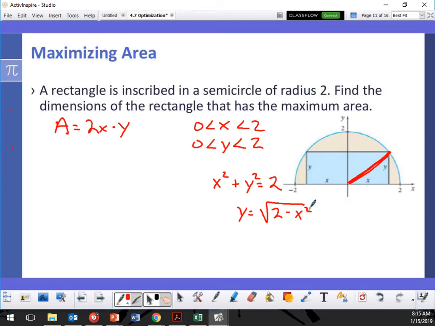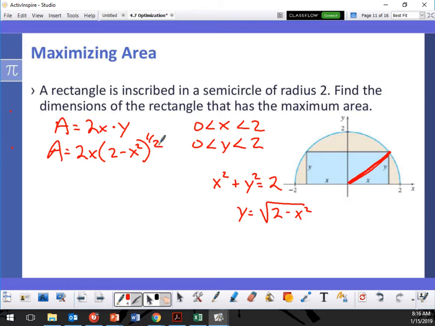Now there's normally a plus or minus here, right? Why am I not dealing with the plus or minus? Because I'm not going to get any of those in the bottom down here. I'm always going to get the top up here. Okay, good. So I'm going to replace that now. So the area is equal to 2x times (2 minus x squared) to the 1/2.